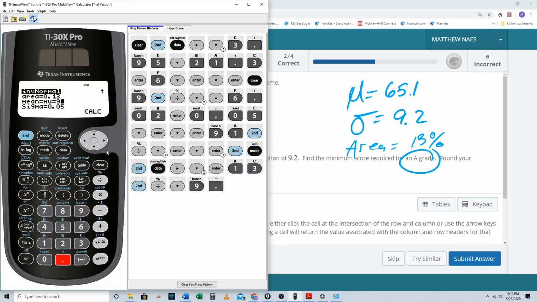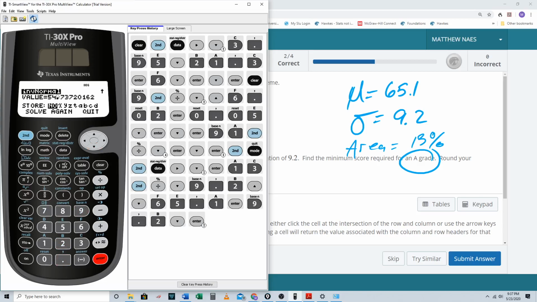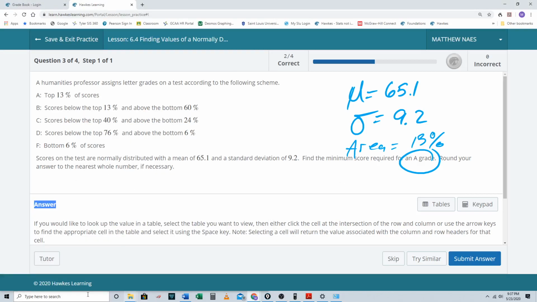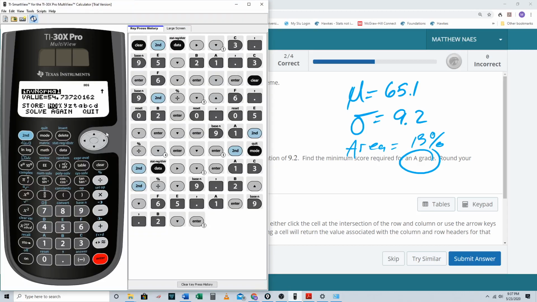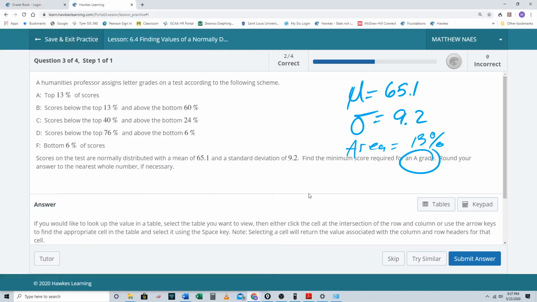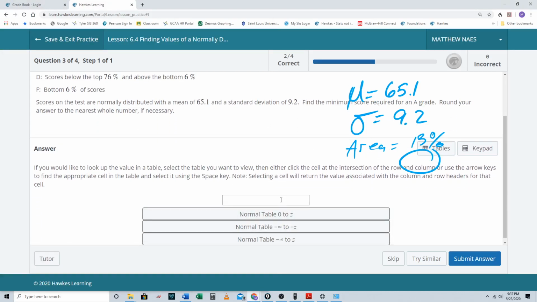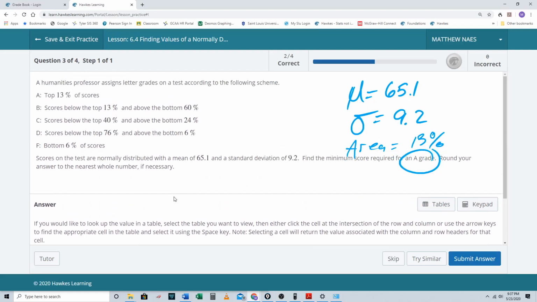Mean was 65.1. Sigma was 9.2. All right, and go down to calculate. So we have 54.7. We want to get a nearest whole number, so nearest whole number, 54.7 is 55. So you have to score, apparently, at least a 55 to get an A in this class.